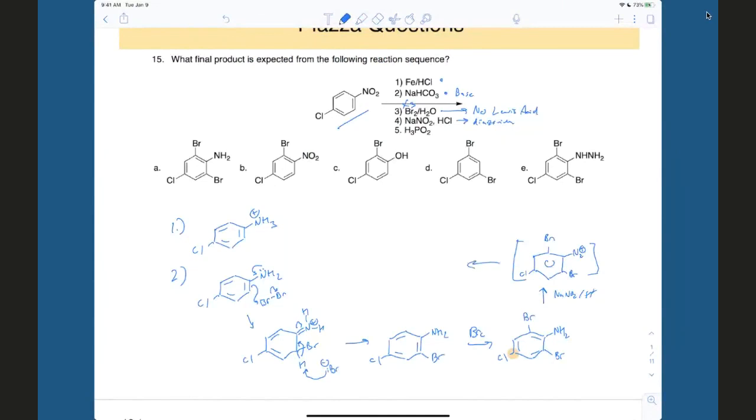And again, these mechanisms go through radicals. And so note that this is hypophosphorus acid. This is not phosphoric acid, so it actually acts as a reducing agent. And this will just turn the diazonium group into a hydrogen.